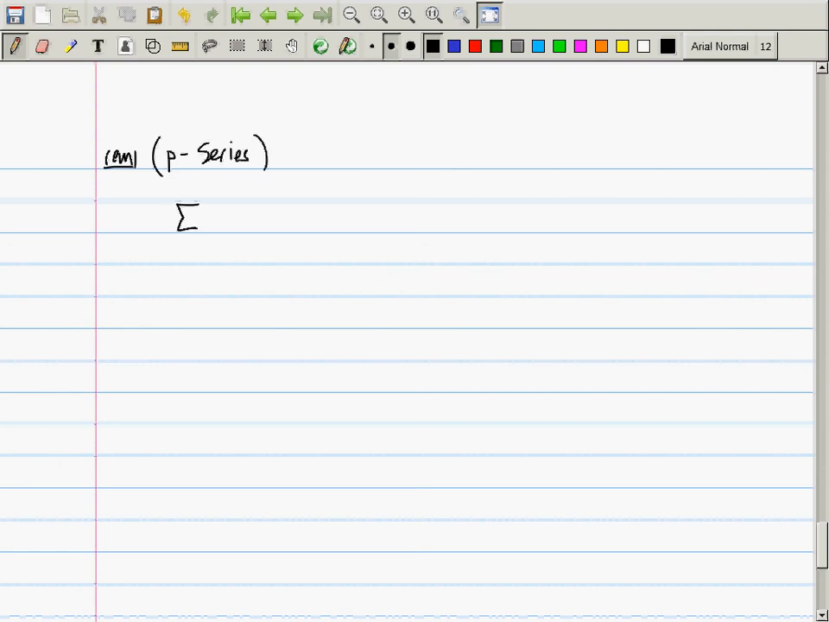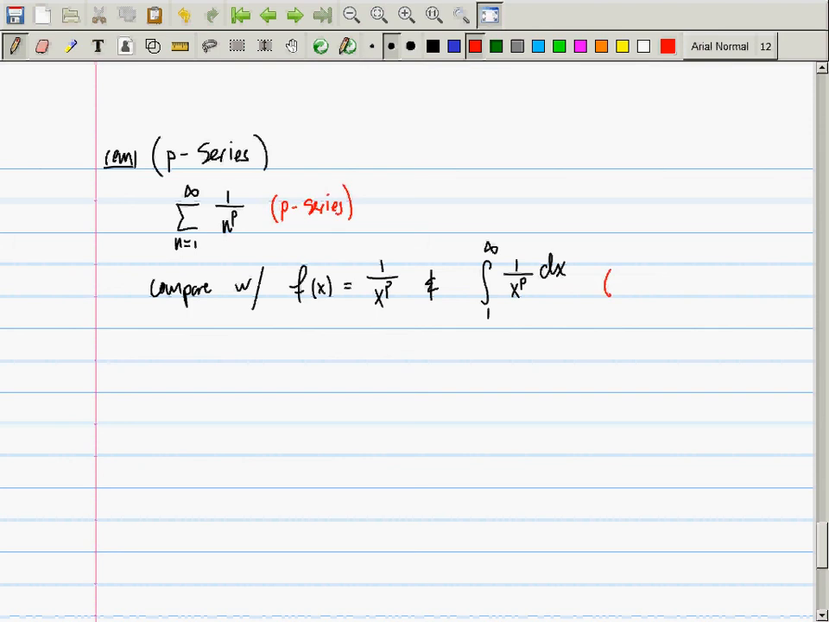So here's the p-series. The sum from n is 1 to infinity of 1 over n to the p. Now, according to the integral test, we can compare this to the function f of x is 1 over x to the p, and the integral from 1 to infinity of 1 over x to the p dx. So that's convenient because we know exactly when the p-integral converges. Right, so this thing here, this is the p-series. And this thing here, this is the p-integral.